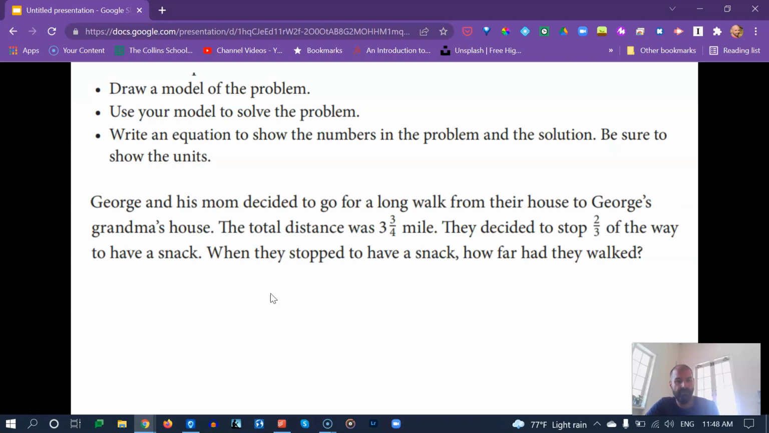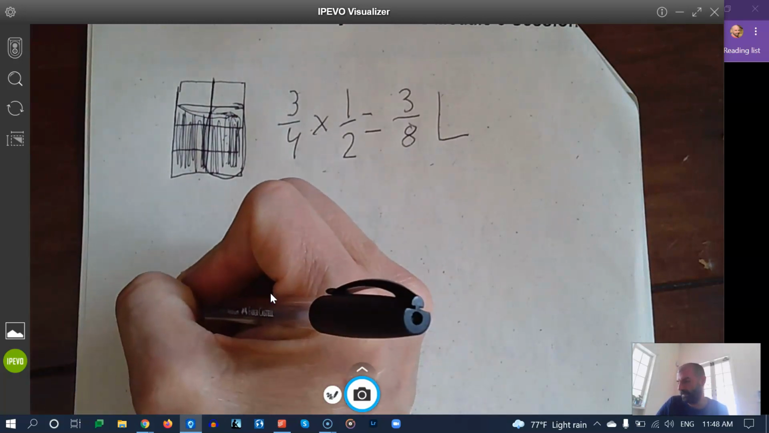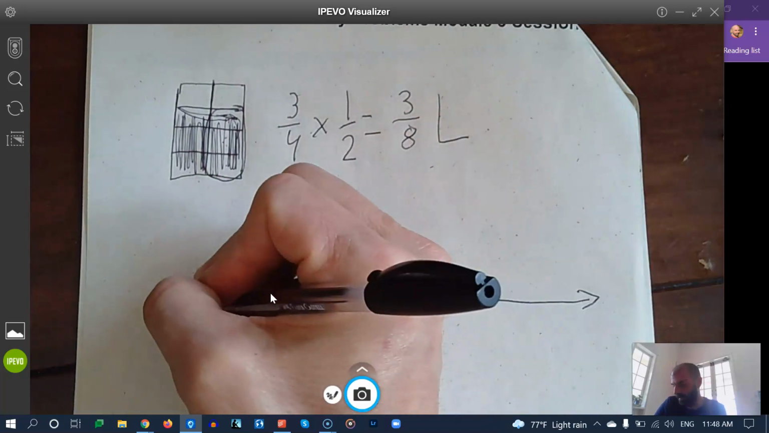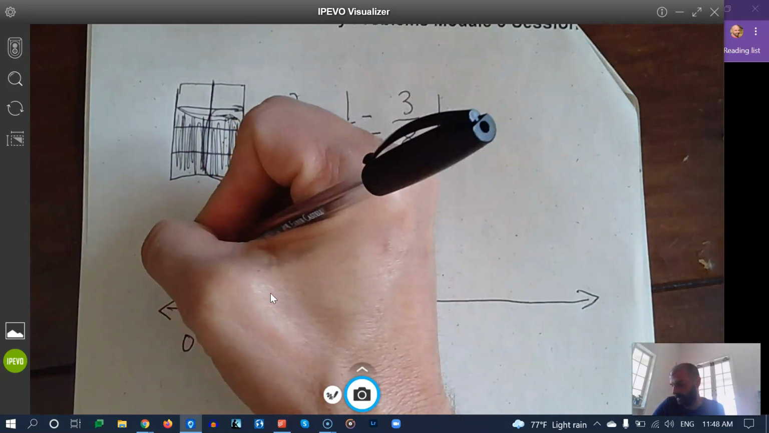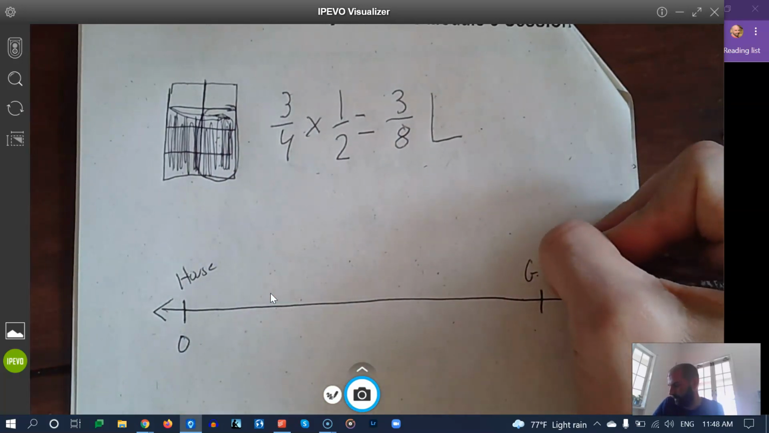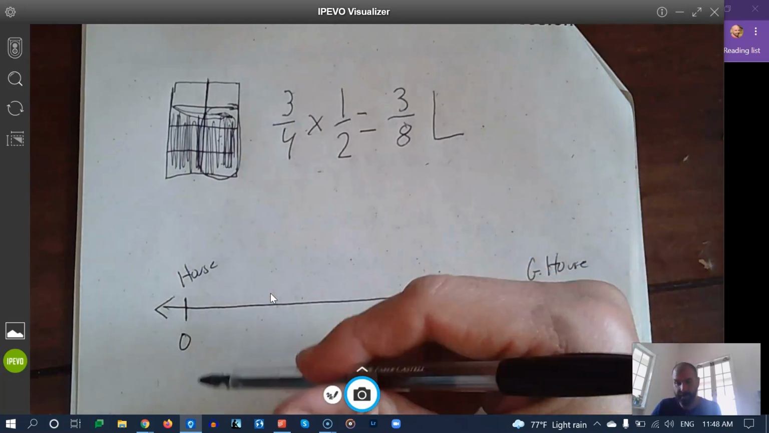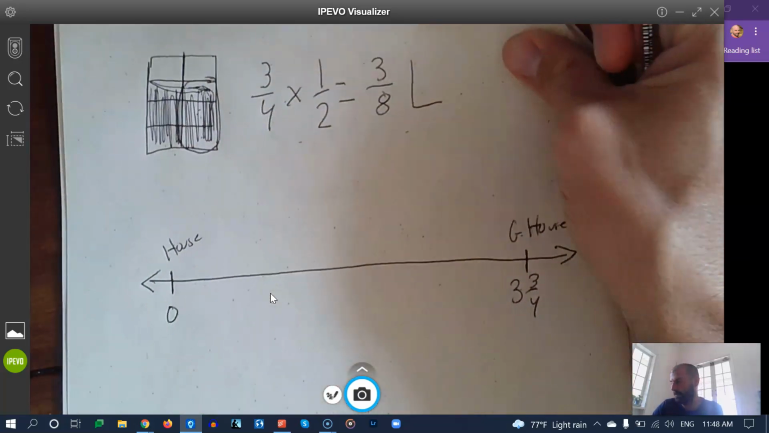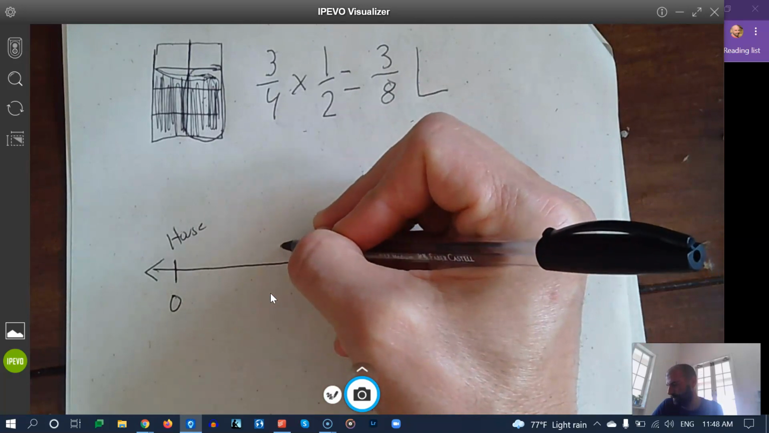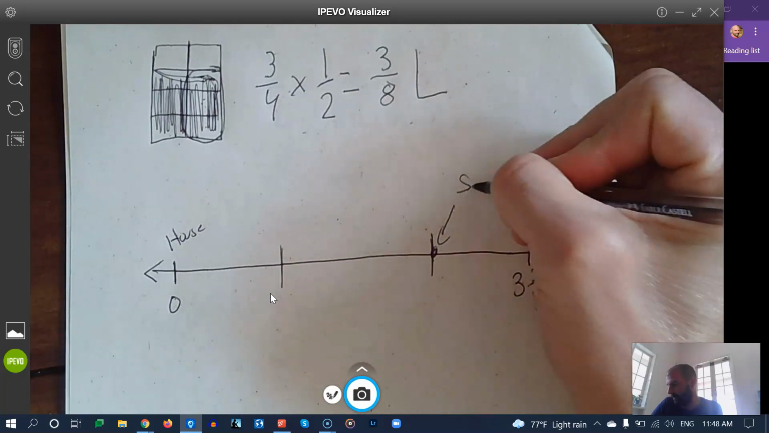Oops. It was a sneak peek. All right, so this one, I think what makes the most sense to me is some sort of line, right? And so they started here at their house, and then the grandma's house was 3 3/4 miles. Now they stopped, what, 2/3 of the way. So I have to split this into thirds. So this is where they stopped to have a snack.